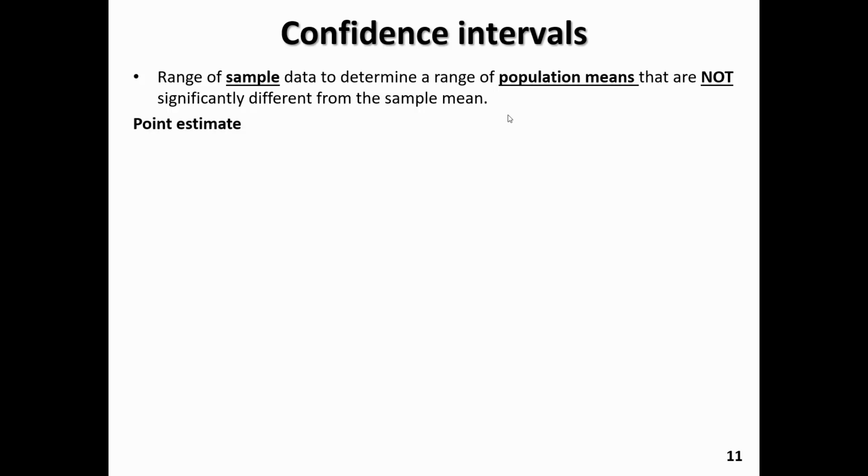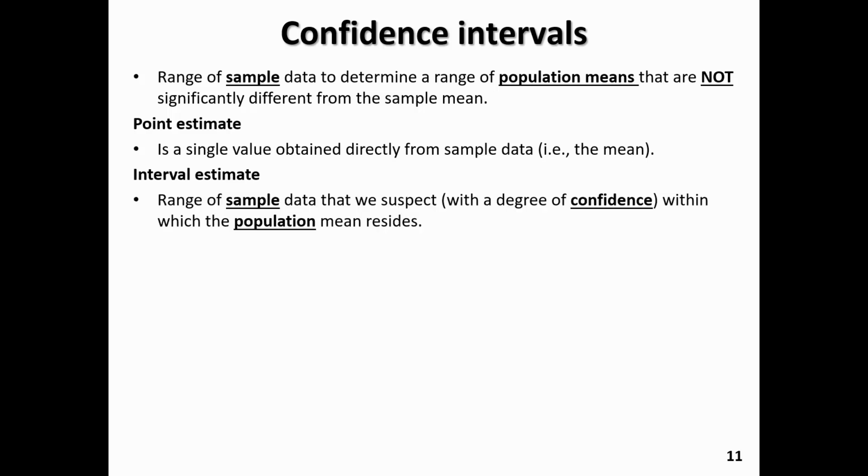To explain this, we first introduce a concept that we've already addressed called a point estimate. A point estimate refers to just that, a single point, a single numerical value obtained from sample data. In other words, the average calculated from a sample is one example of a point estimate. An interval estimate refers to a range of sample data within which we think, with a degree of confidence, the population mean resides.